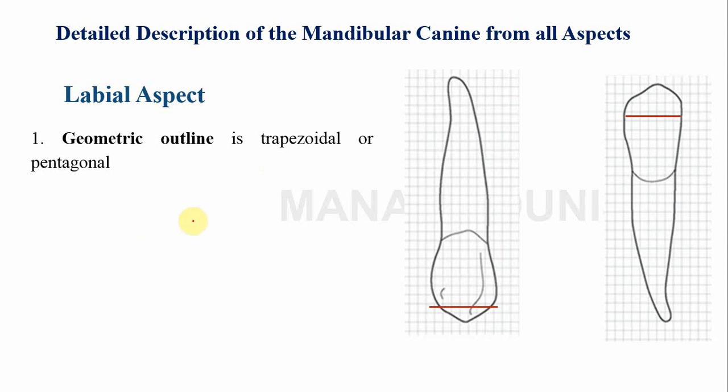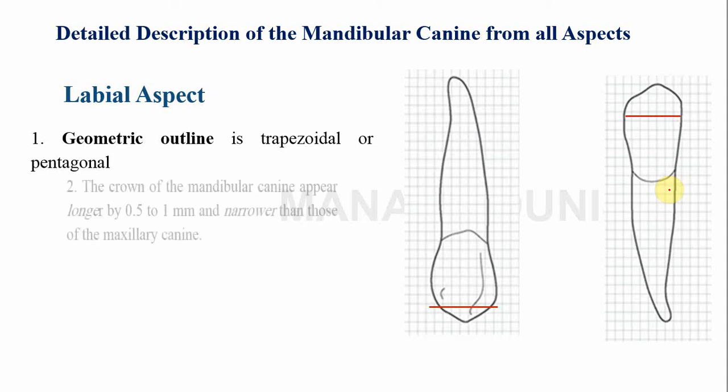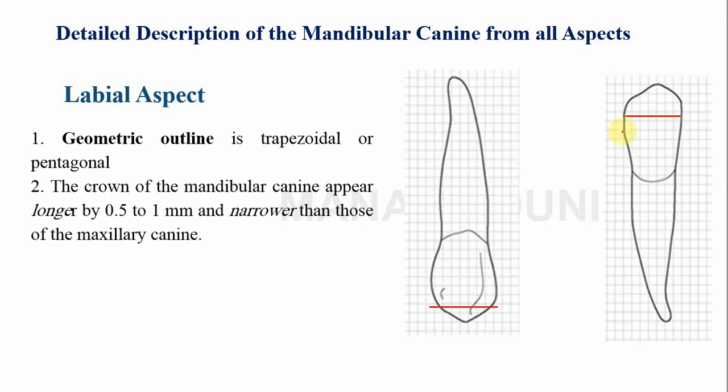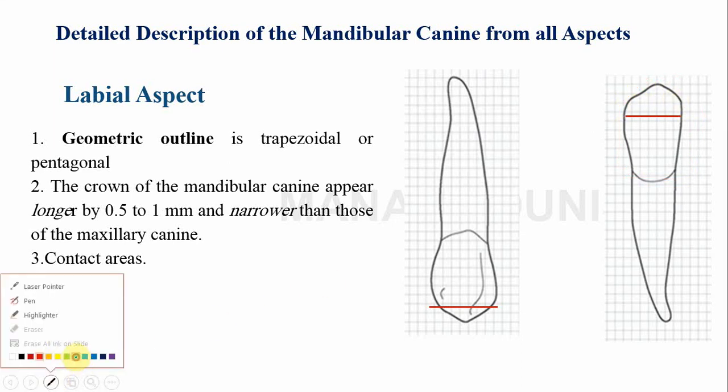Regarding the labial aspect, usually the mandibular canine, as mentioned earlier, is narrower and longer. The crown of the mandibular canine is narrower and longer than that of the maxillary canine. The geometric outline is also pentagonal, just like the maxillary canine. The location of the contact area is usually more incisally located. The mesial contact area is usually located near the mesio-incisal angle.